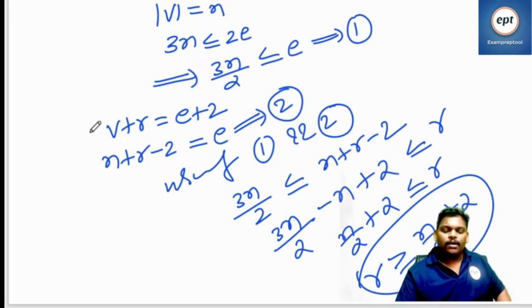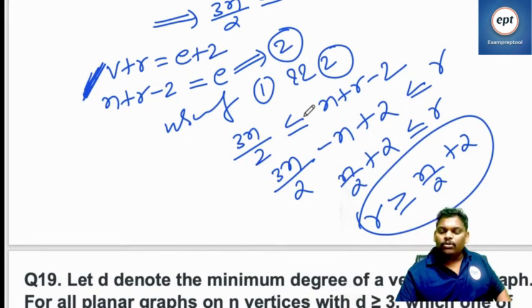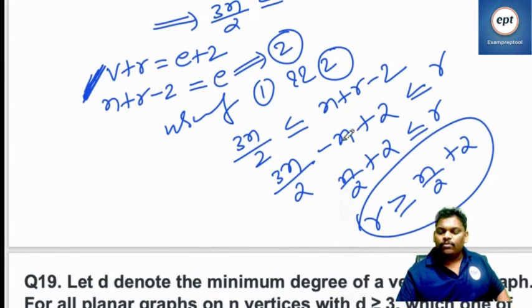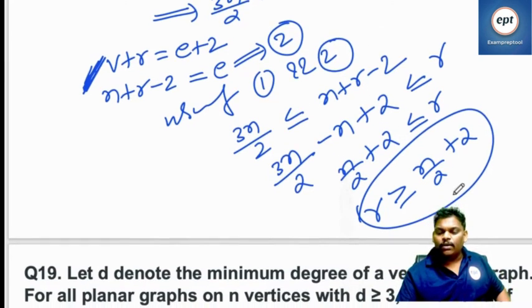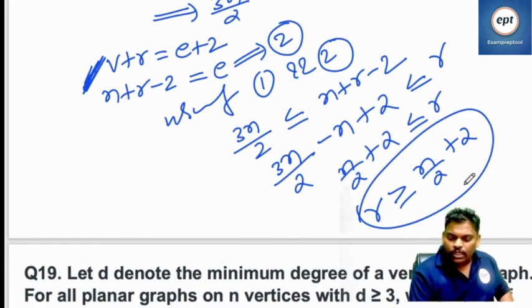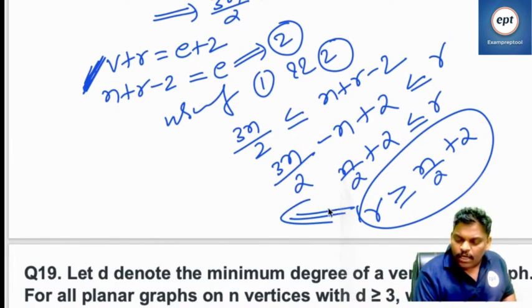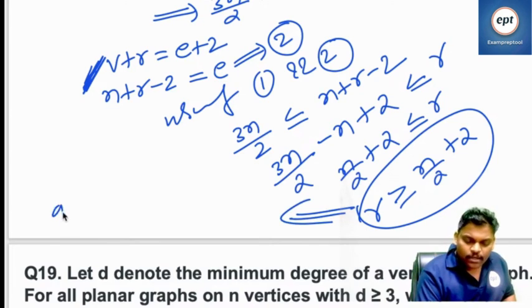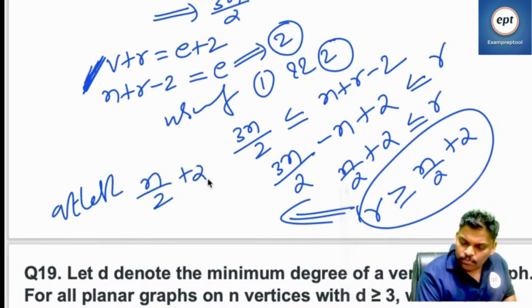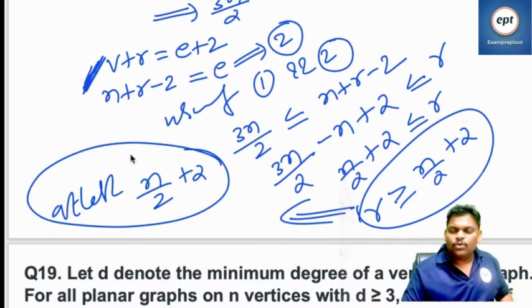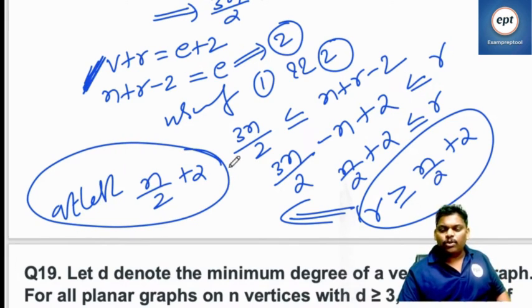Because it is a planar graph, the second one follows: n plus r minus 2 is equal to e. That is the second one. Using 1 and 2, 3n by 2 is less than or equal to e, where I have substituted the e value. After doing all this, I got n by 2 plus 2. So that means the minimum number of faces is at least n by 2 plus 2. Is it okay? If it is okay, I can go to the next problem.